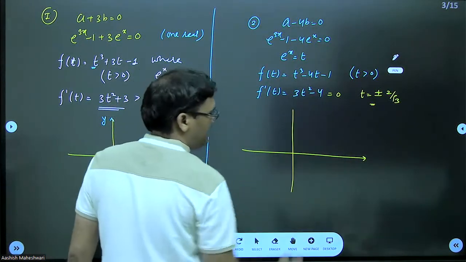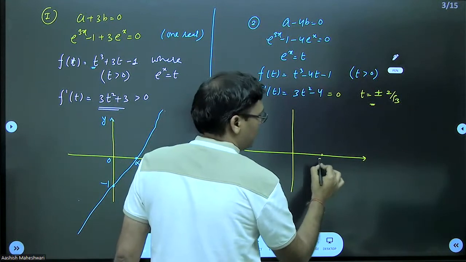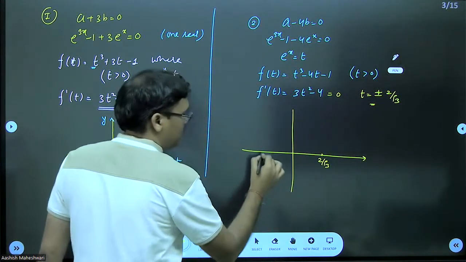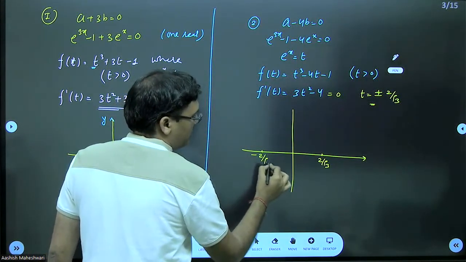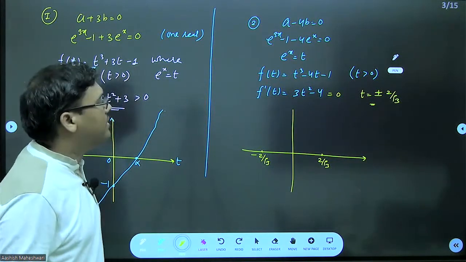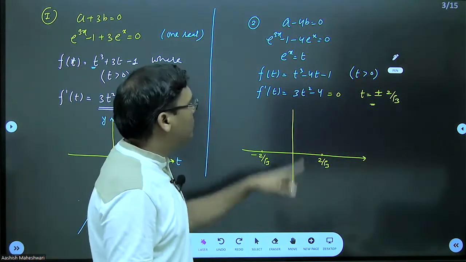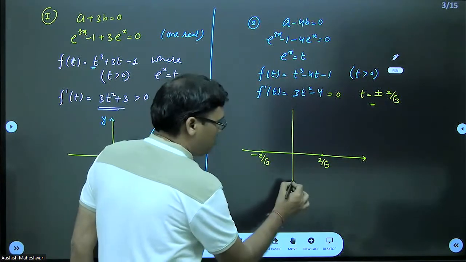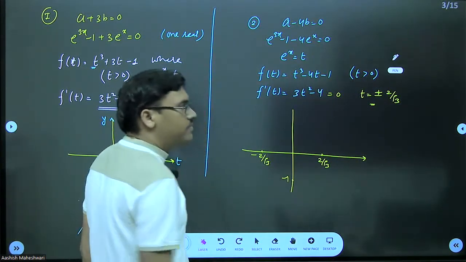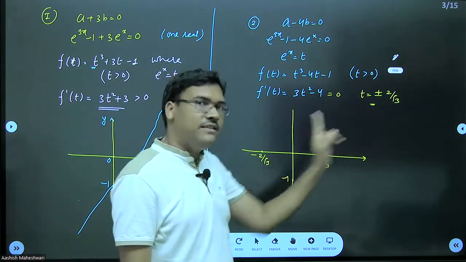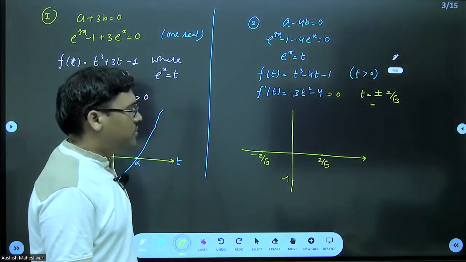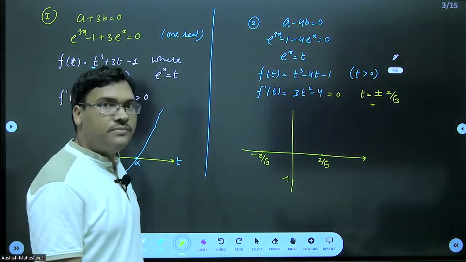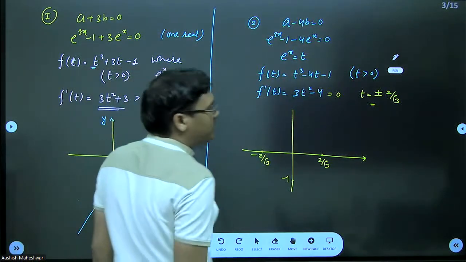So you can see here, this is t is equal to 2 by root 3 and this is t is equal to minus 2 by root 3. Whatever the graph will be, okay? And see here at x equal to 0, at t is equal to 0, what is the value? This is equal to minus 1. At t is equal to 0 the value is minus 1. At infinity the value is again infinity, at minus infinity the value is again minus infinity. So now see, at two points the derivative is 0, okay?